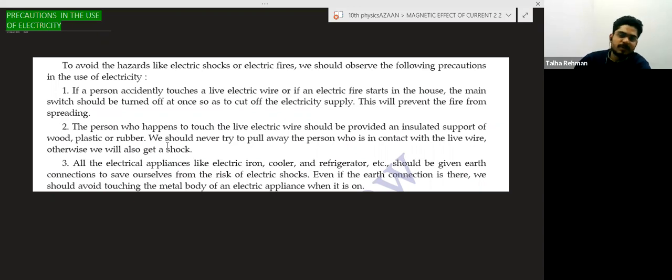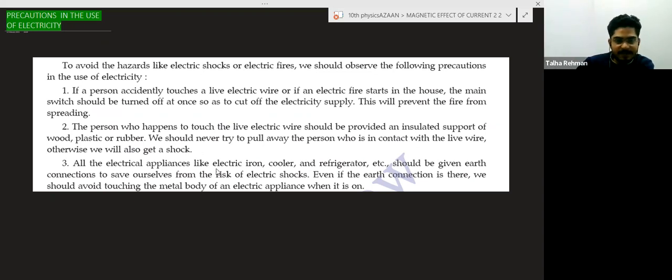We should never try to pull away the person who is in contact with the live wire, otherwise we will also get a shock. The human body is also a conductor of electricity. So if you are touching that person, you will also get the electric shock.